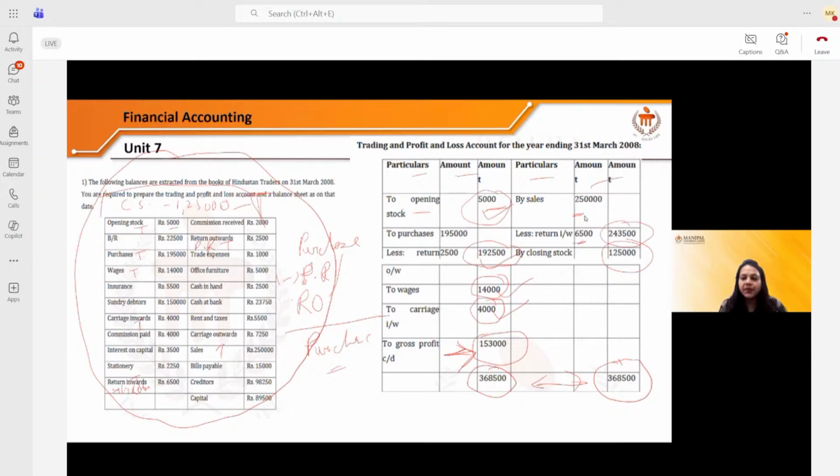Shweta is asking the difference between trading account and profit and loss account. I have discussed that in the previous class. Maybe you have not attended, right? Trading account defines the gross profit and gross loss. Just look at my previous lecture, which is completely related to the theory. I have already discussed what is trading account, what is profit and loss account, and what is balance sheet. So I'm telling you in short, trading account defines the gross profit and gross loss of the company, and profit and loss account defines the net profit and net loss of the company, right?